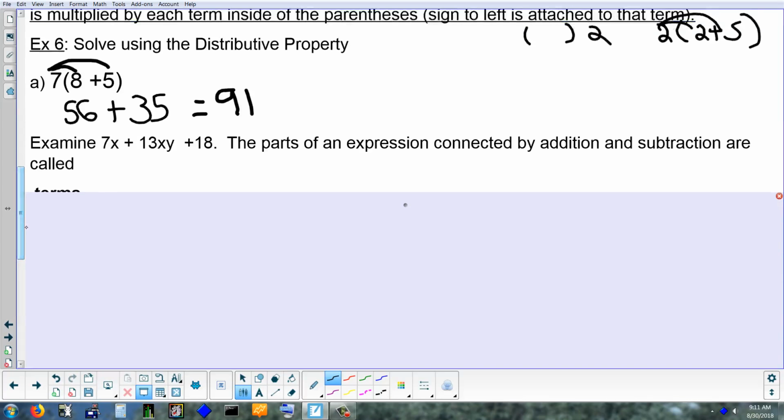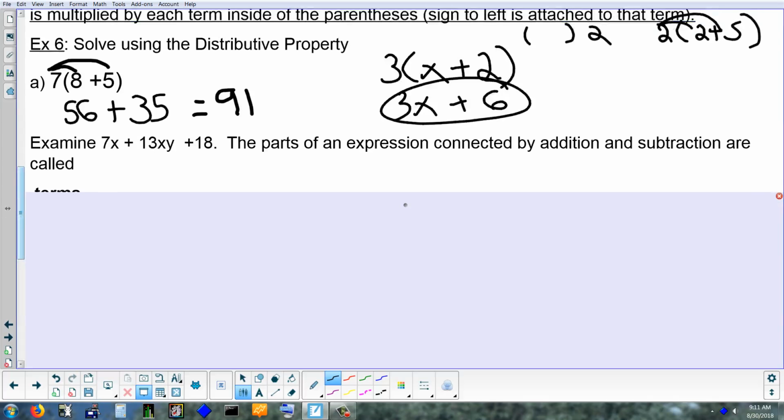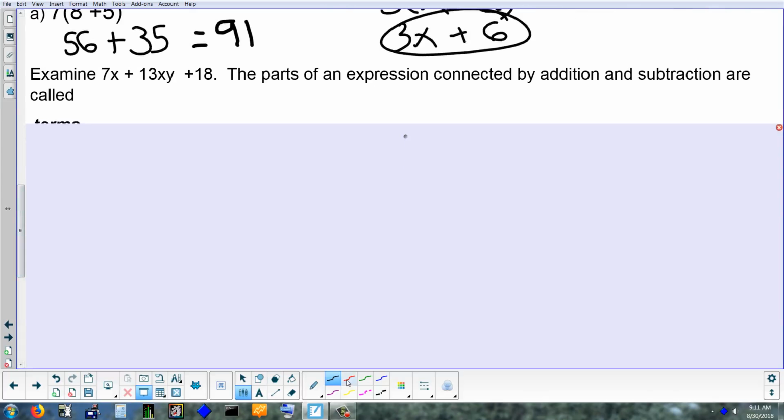So again, that's the distributive property. And if we had something like 3 times x plus 2, we do 3 times x, which is what? 3x plus 6. Yes. So we're examining this: 7x plus 13xy plus 18. The parts of an expression connected by addition and subtraction are called what? There are 4 of these in the school year. Terms. Terms, right? So those are going to be your terms.